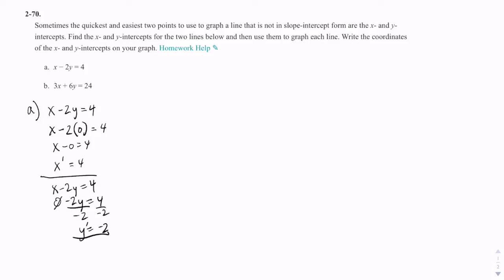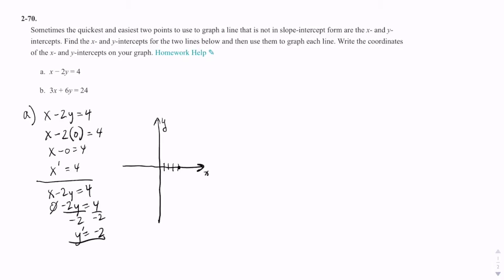So if I were going to graph this now, it'd be really easy because I have 2 points, and 2 points defines a line. So the x-intercept is 4, 1, 2, 3, 4. The y-intercept is negative 2, negative 2. And then we just draw a line through those 2 points very quickly.